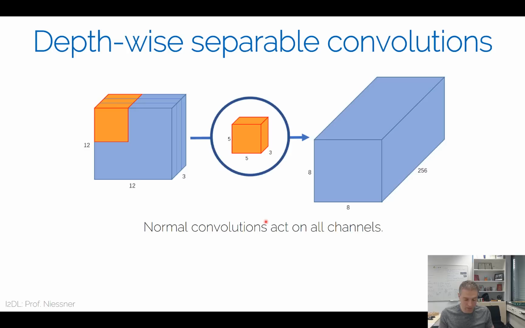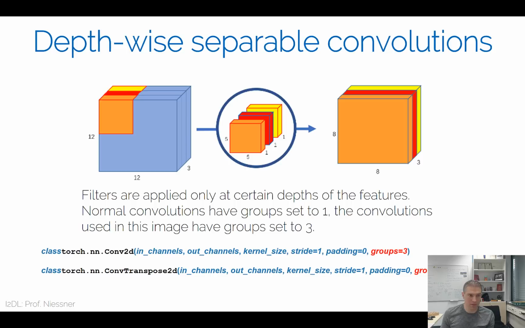So the idea is I have an input of 12 by 12, and a depth of 3. Now we can run a normal convolution here, and we get an output of 8 by 8 times 256. Depth-wise separable means that for different depth separations, in this case it's a simple example, we apply separate conv kernels. So filters are applied only at a certain depth of the features, but we have multiple of them.